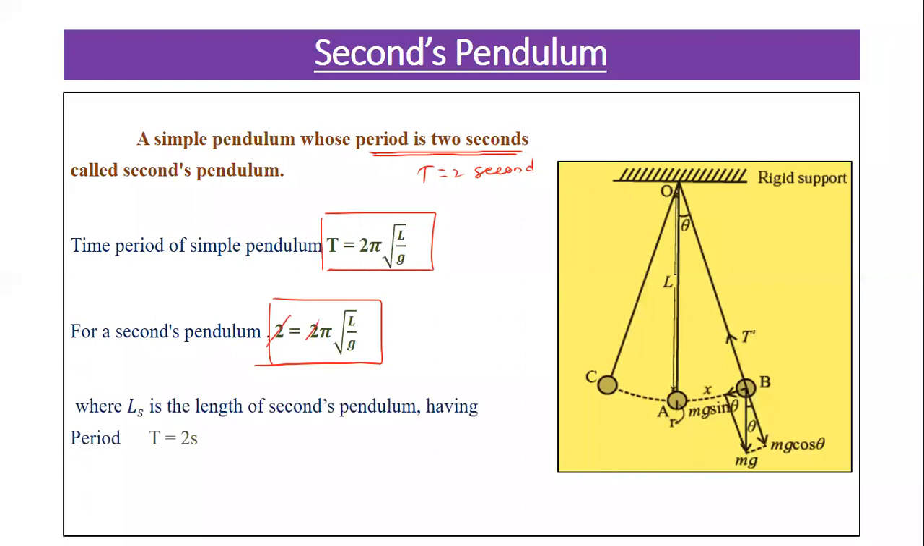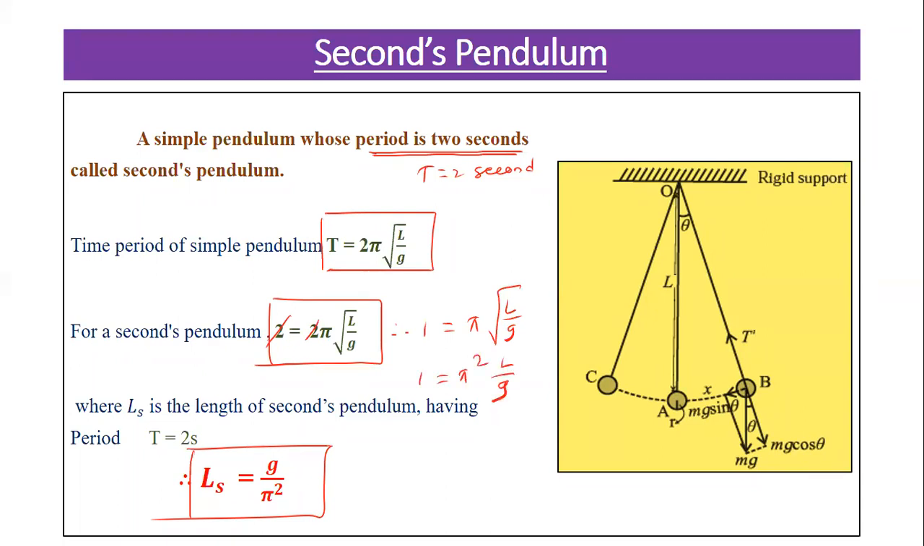And if we obtain the formula for L, the length, then how much length do we get? We get the length is equal to g by pi square. After cancelling 2, we get 1 is equal to pi under root L by g. Squaring both sides, 1 is equal to pi square L by g. So by using that, we write here L is equal to g upon pi square.